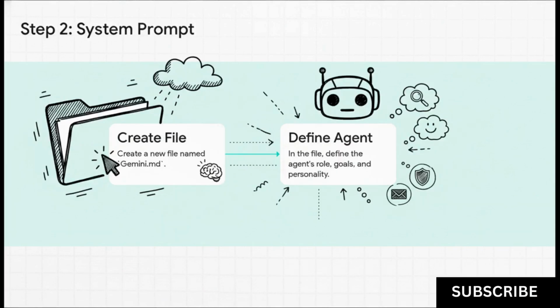Okay, step 2. Now we give our agent its job description. Inside your project folder, just create a new file and name it Gemini.md. This simple text file is basically the agent's long-term brain. In here, you just write in plain English who it is, like you are an expert market research assistant, and what its main goals are.